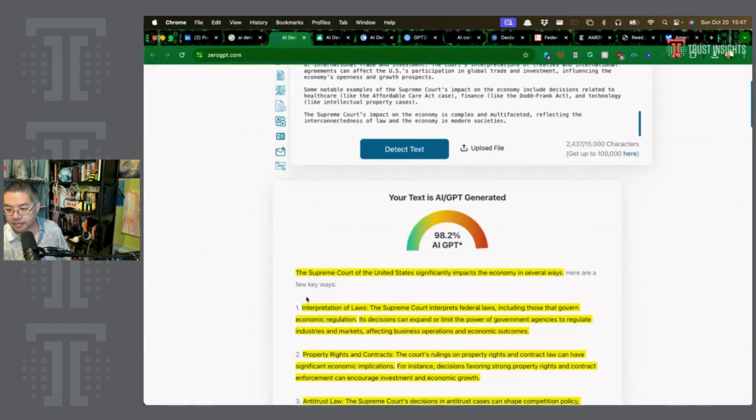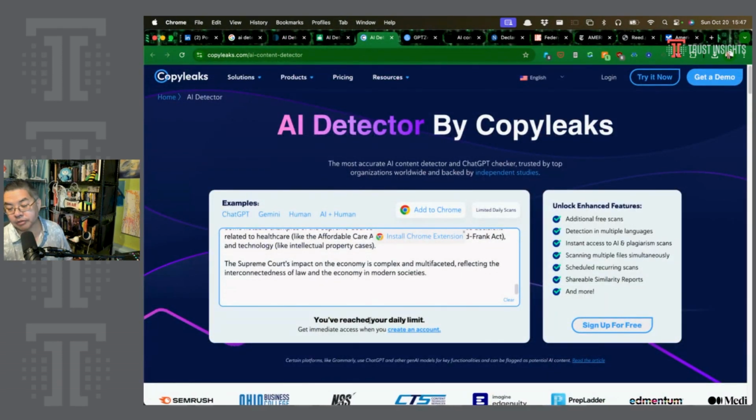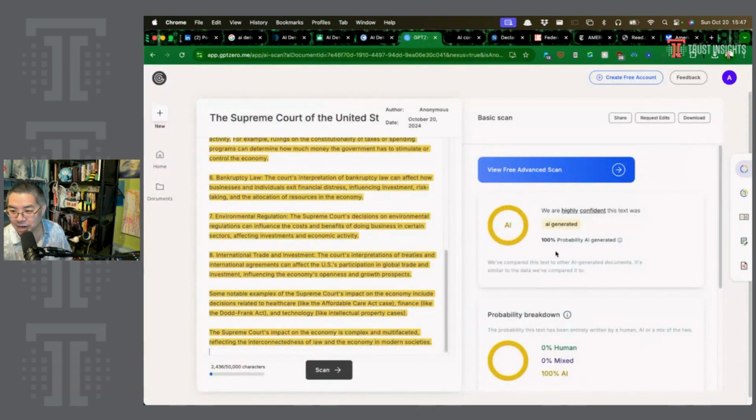98% AI. Okay, that one did a good job. 100% AI generated. You've reached your daily limit. 100% AI.